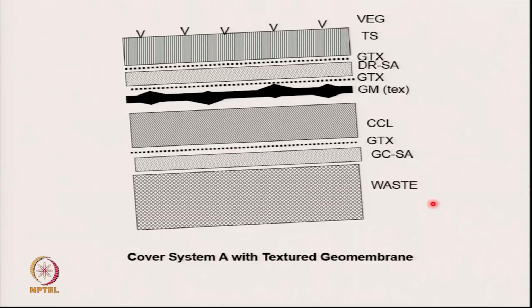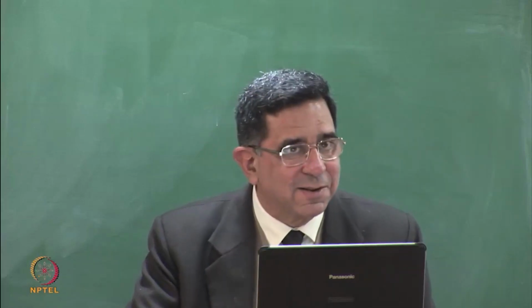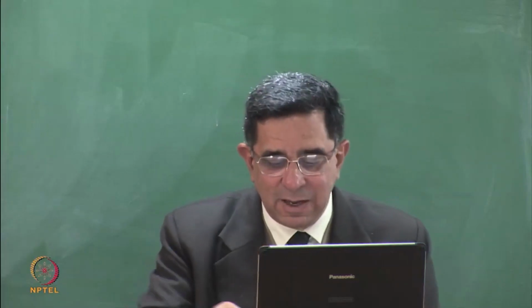We'll look at this in detail, but I'm just showing you some examples. It's the same cover: topsoil, drainage, geomembrane, compacted clay liner. First we used to use smooth geomembranes. Now we are using textured ones. First we only started texturing at the top, making it rough so that there was a good phi dash with the sand. But now they are texturing at the bottom as well, so that there is good roughness with the clay as well.